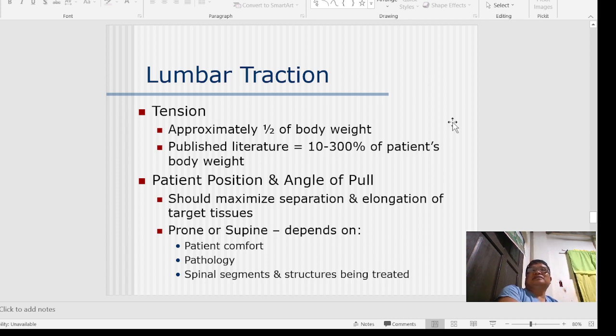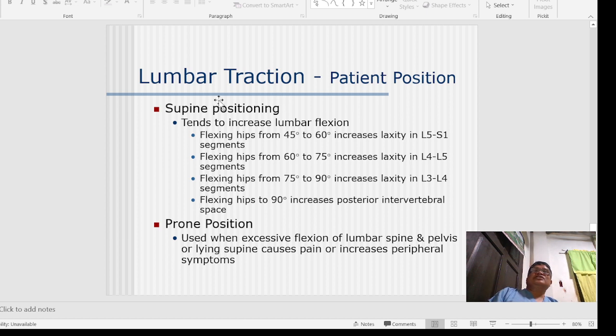Ang imong position sa imong lumbar, critical kay labi na sa hip flexion position. Critical kay siya sa target tissue. So depende siya kung unsa ang target nimo nga level sa vertebra sa lumbar. So prone or supine depends on patient comfort, pathology, and spinal segments and structure being treated. So inani siya class, ang how does the hip flexion affect the target nga level sa imong vertebra.